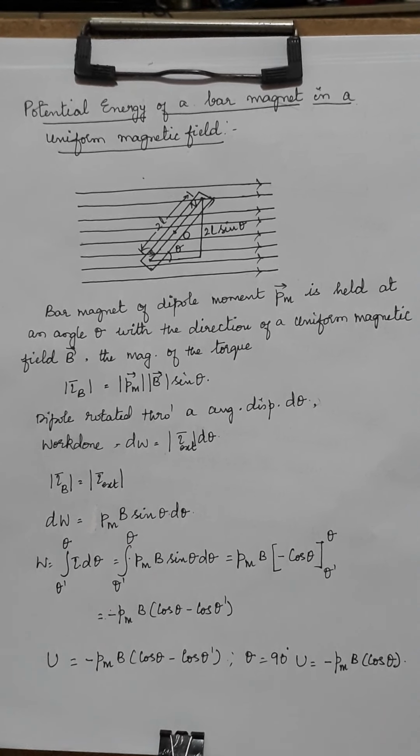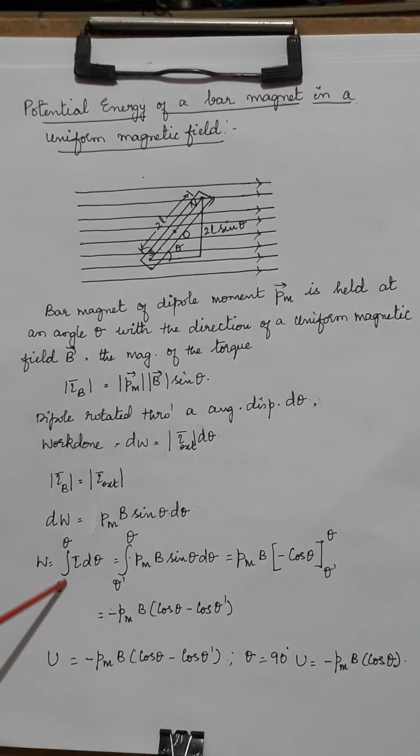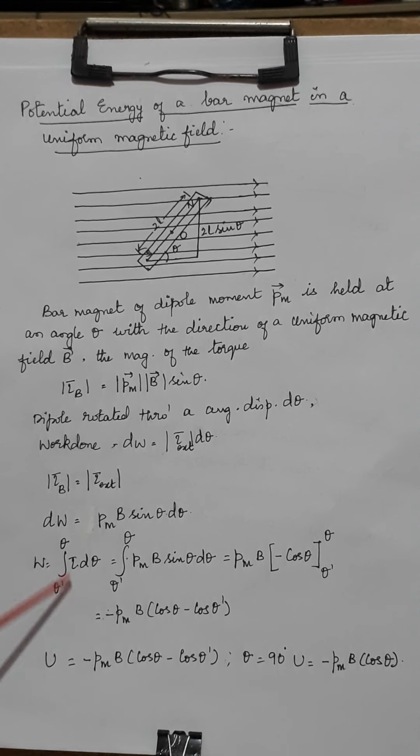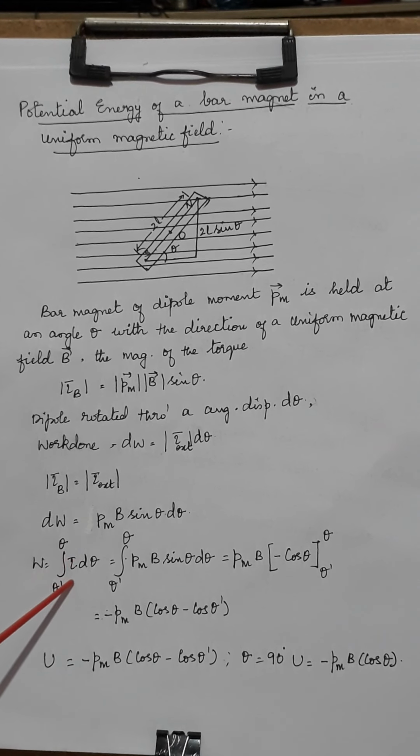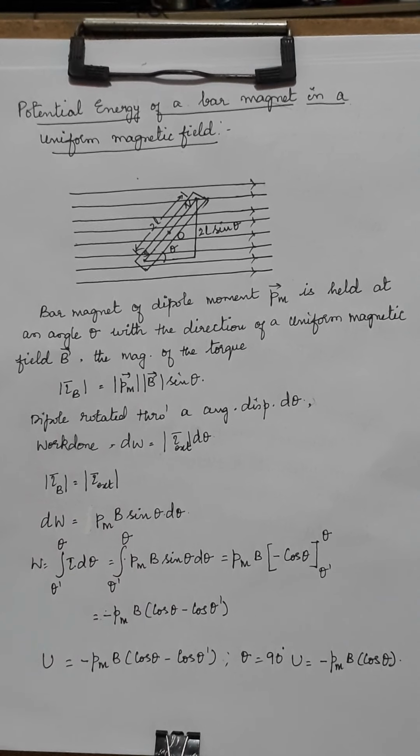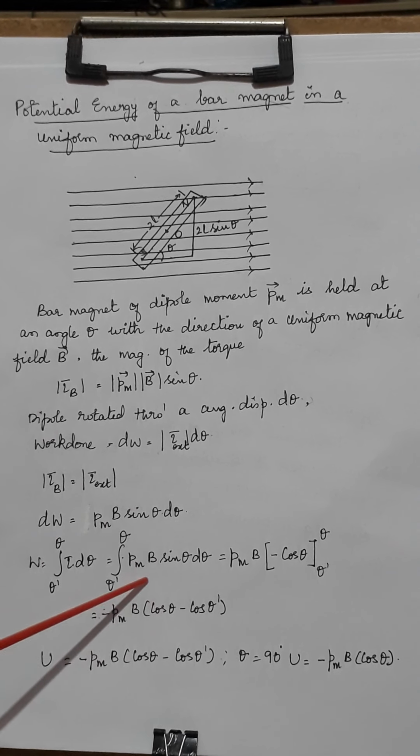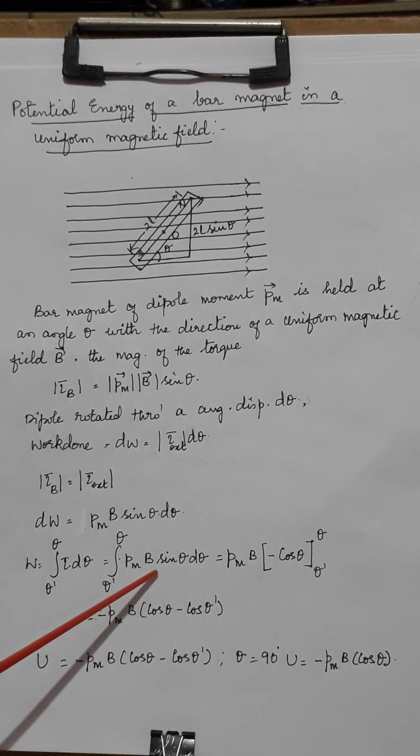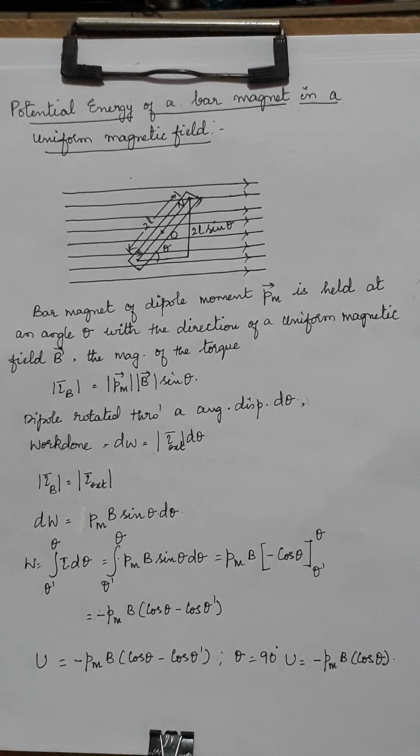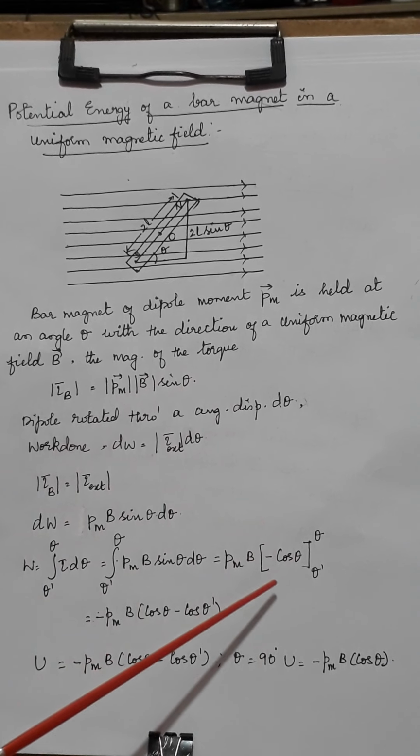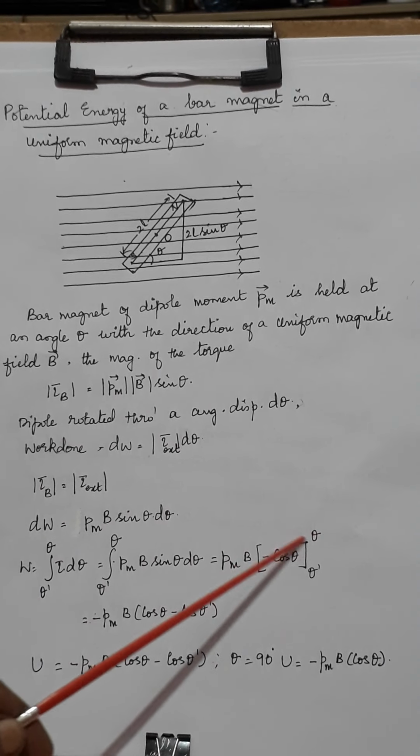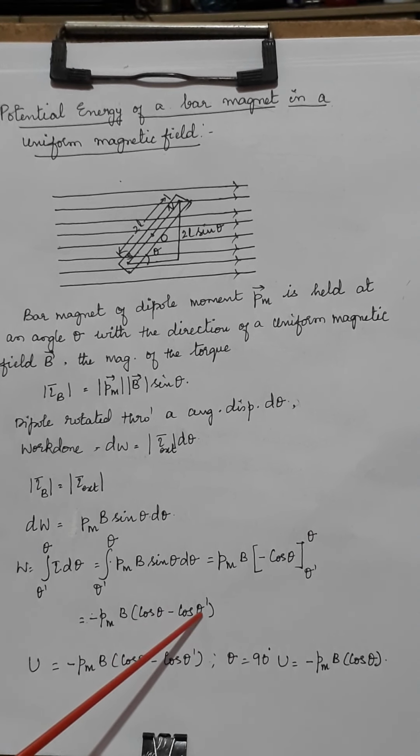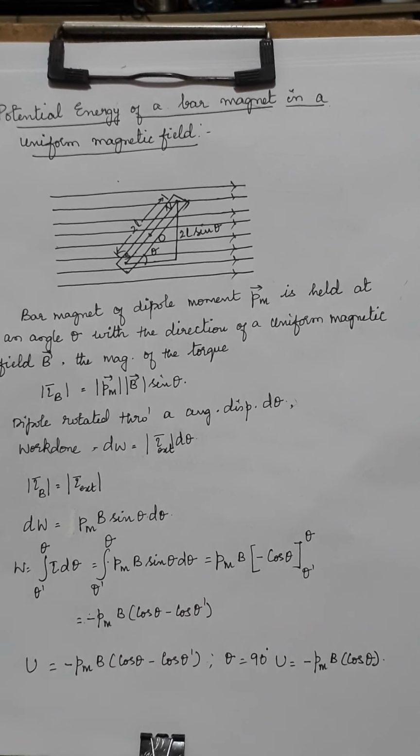How will you find the total work done? It is just simple. You need to integrate it, from theta 1 to theta, tau into d theta. Substitute the value. Then P, M and B are constants. You are going to integrate only sin theta. By integrating sin theta, you get minus cos theta. So applying the limits, upper limit minus lower limit, it is cos theta minus cos theta dash.